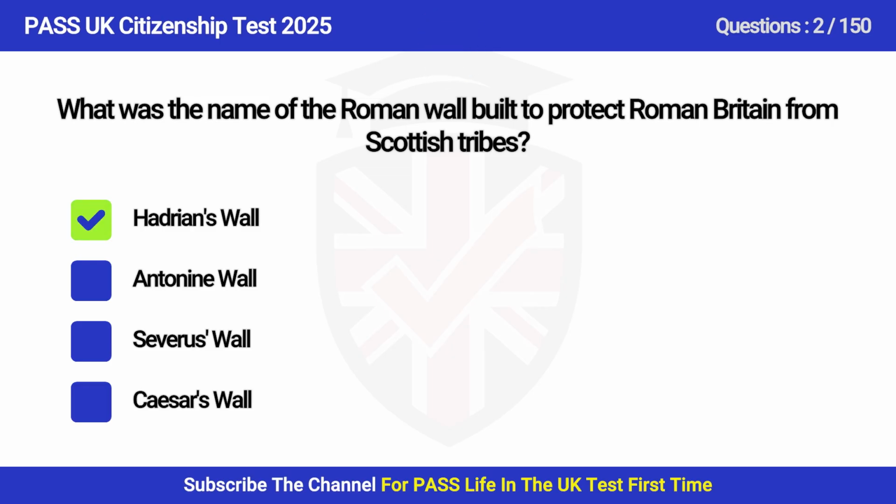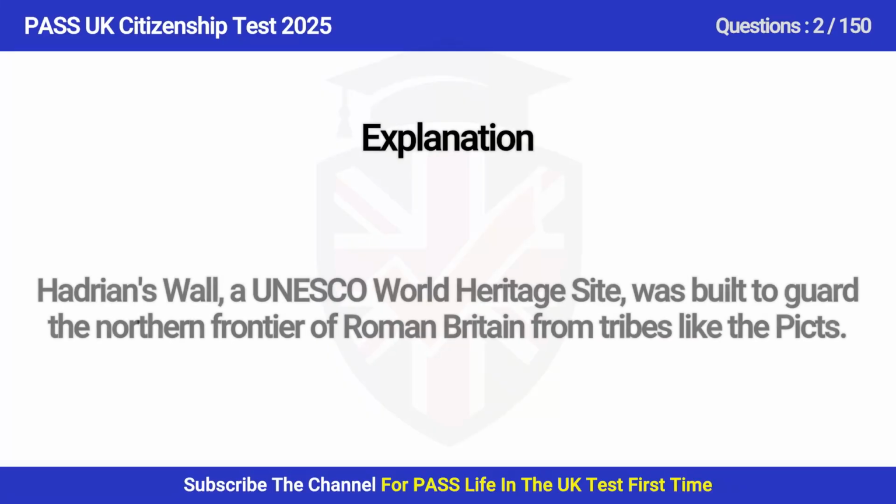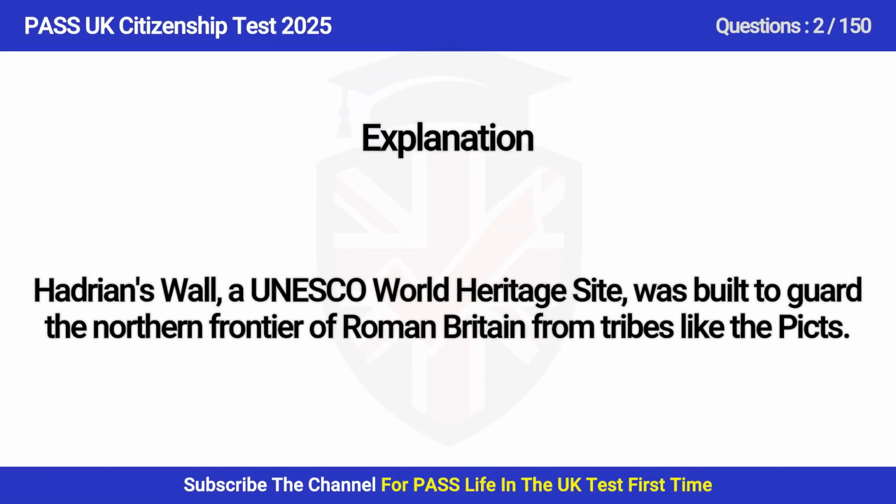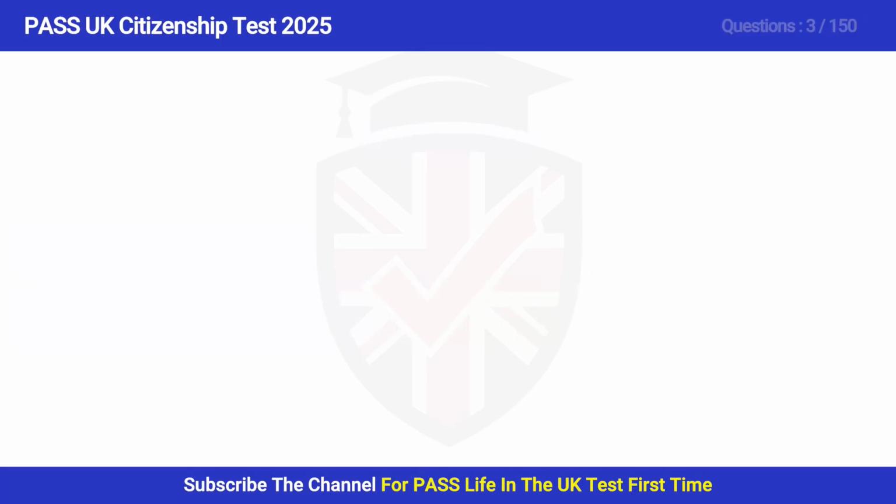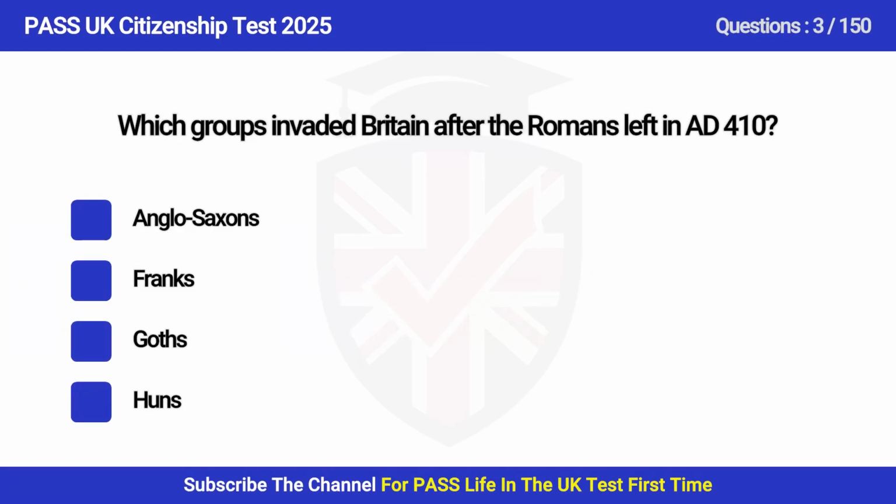Answer is A. Hadrian's Wall. Hadrian's Wall, a UNESCO World Heritage Site, was built to guard the northern frontier of Roman Britain from tribes like the Picts.